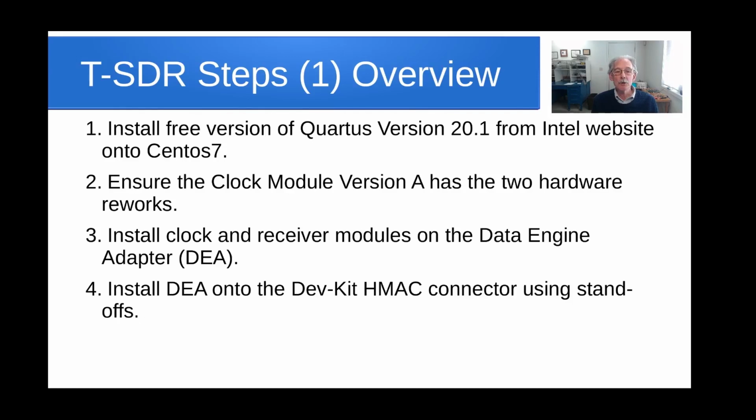You need to ensure that the clock module version A has the 2 reworks done to it. You need to install the clock and receiver modules on the data engine adapter, and you'll need to install the data engine adapter onto the dev kit HMAC connector using the supplied standoffs. All of this, of course, is done without power being applied. The power is applied through a right angle power connector, which is somewhat of a tight fit, and so you'll need to install the data engine adapter onto the dev kit and then provide a little bit of wiggle room to get the power supply connected.